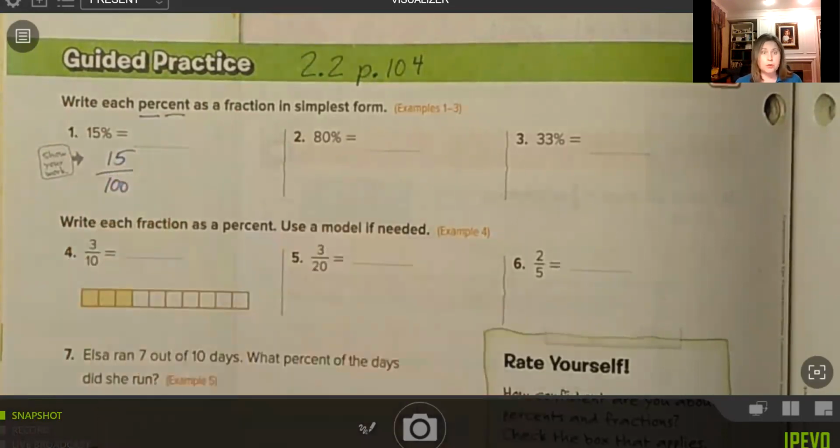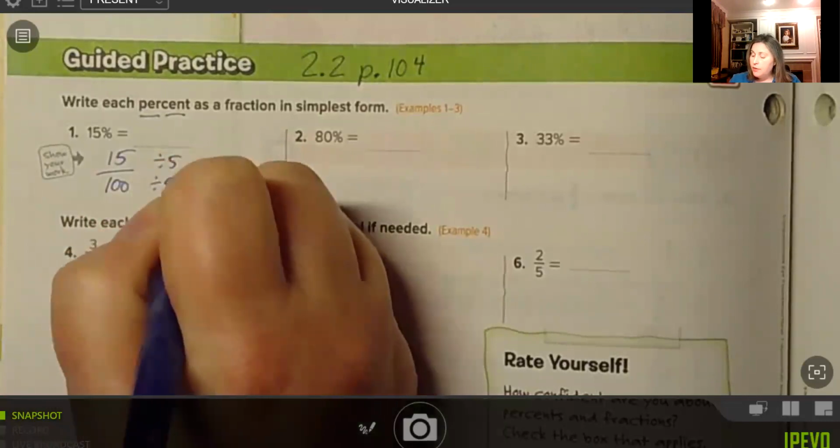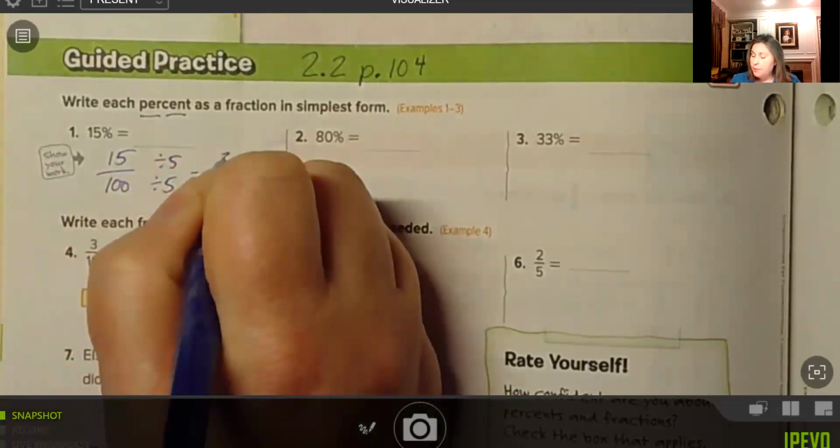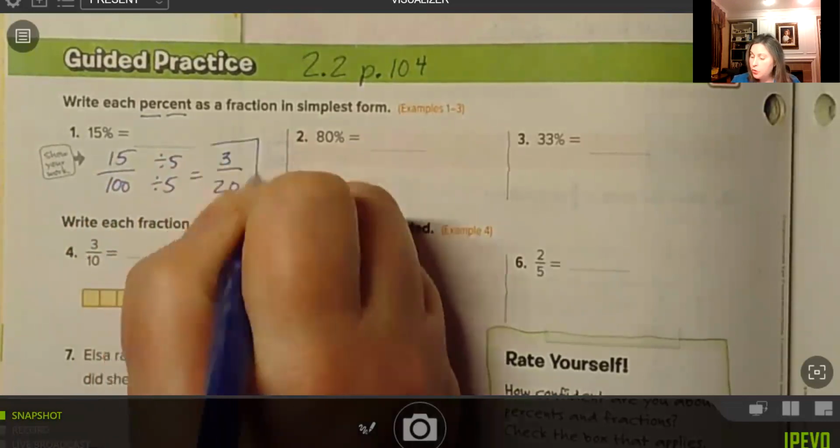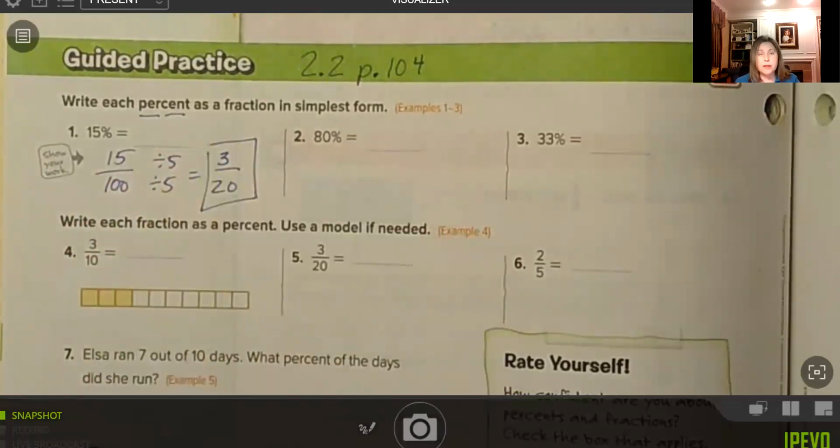which means 15 per hundred, because remember, percent means per hundred. So we have 15 hundredths, and we want to write that as a fraction in simplest form. So we look at 15 and 100. The greatest common factor of 15 and 100 is 5. So we divide each of these by 5. 15 divided by 5 is 3. 100 divided by 5 is 20. So 15% written as a fraction in simplest form is 3/20.